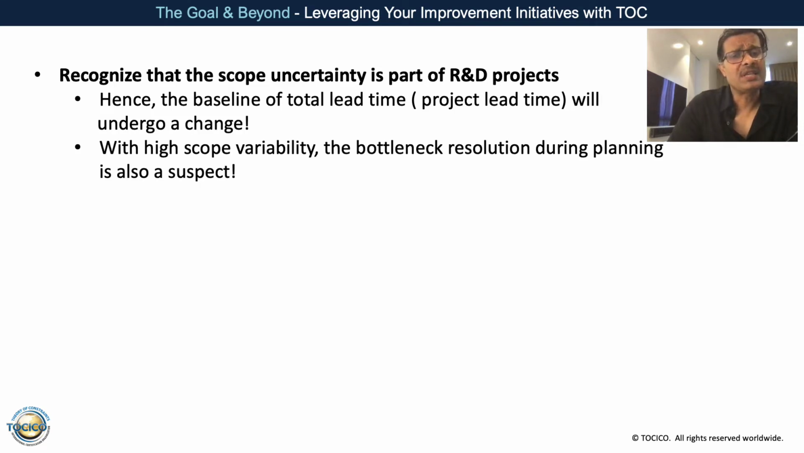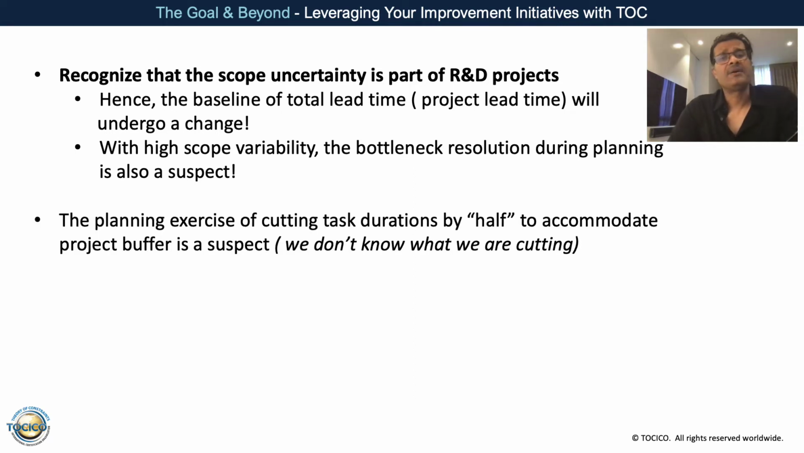The other thing we have to be careful about is, when we are talking about cutting things by half, we don't know what we are really cutting, right? When we say we are cutting things by half, we are actually trying to kill the student syndrome, and it is a wasteful student syndrome. We try to do that right in the planning phase itself when we cut the duration by half. But when you don't know the entire scope, you don't know what you are really cutting, and that really creates what we call the Procrustes syndrome.